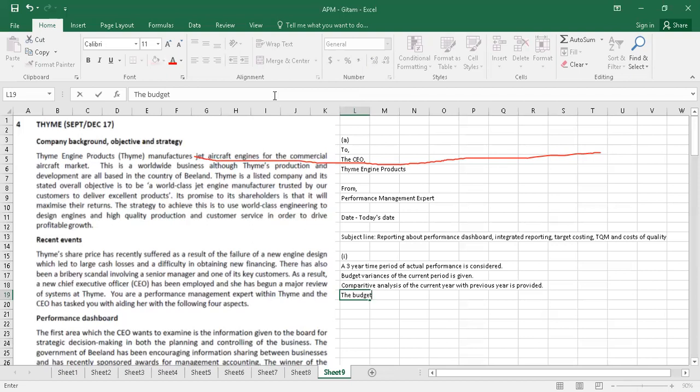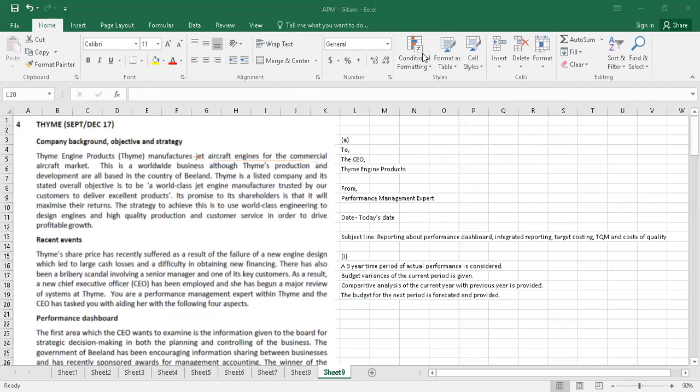The budgeted, the budget for the next period is forecasted and provided. So multiple aspects about the timeline, we can see that. Okay, in concern to all these aspects, it is very good.